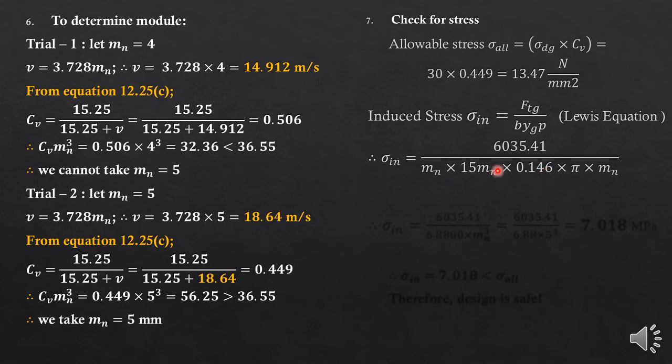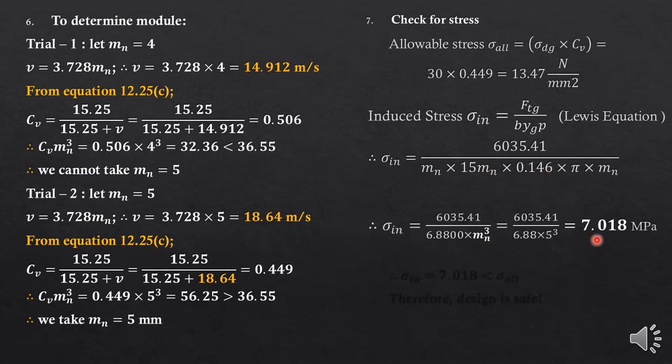Substitute and you obtain the induced stress as 7.018 megapascal. Normal module is 5. Now, if you check it with the allowable stress value of 13.17, we can say that the induced stress is smaller than the allowable stress. Therefore, the design is safe. Okay, this is for induced stress.